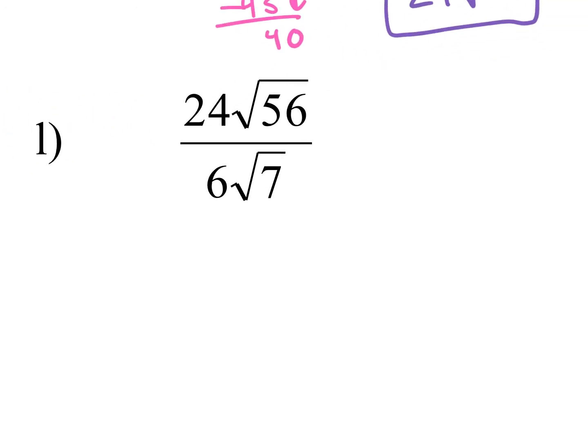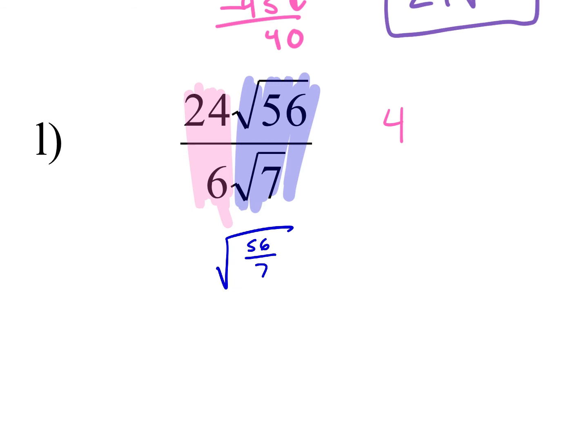Last one from this part, L. What should I do first? Divide the 24 and 6. So what's 24 divided by 6? 4/1. And then I can simplify my radicals. So this is like saying the square root of 56 over 7. What's 56 divided by 7? 8. So this is the square root of 8.